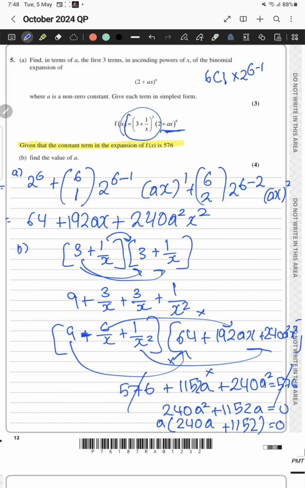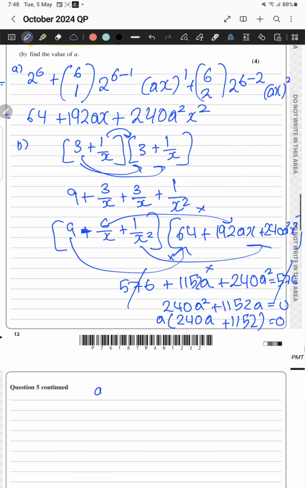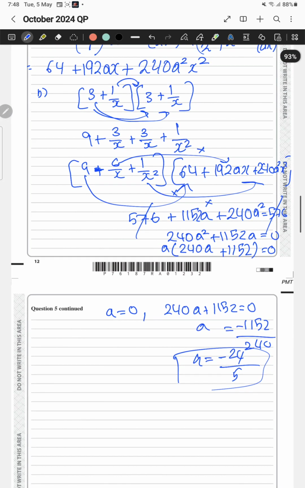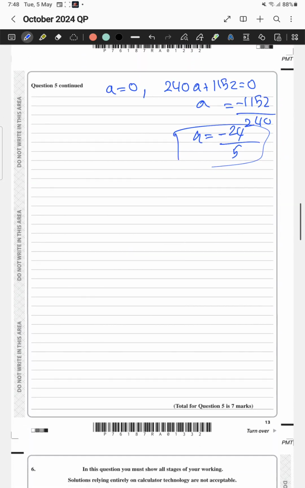Now this is a quadratic, so that means that a is going to be 0, or 240a plus 1152 is equal to 0. So a is going to be 1152 divided by 240, which is going to give us minus 24 over 5, and that is our final answer. Okay, let's just move on.